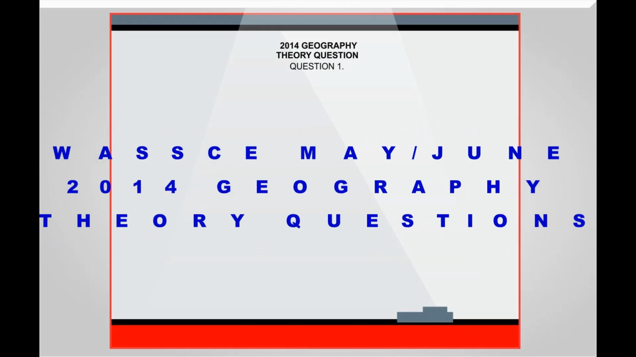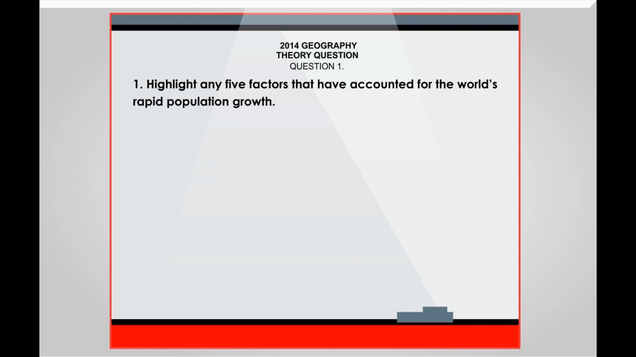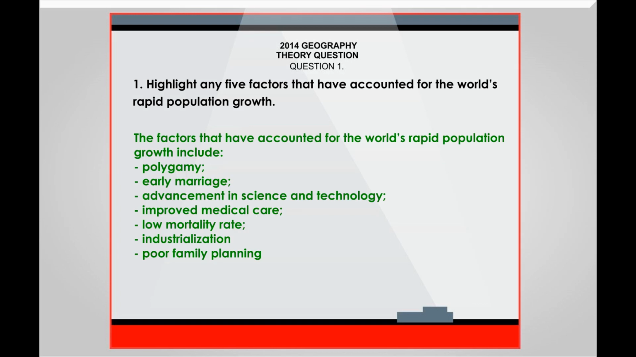Geography Paper 2, May-June 2014. Question 1. Highlight any 5 factors that have accounted for the world's rapid population growth. Answers. The factors that have accounted for the world's rapid population growth include polygamy, early marriage, advancement in science and technology, improved medical care, low mortality rate, industrialization, poor family planning.